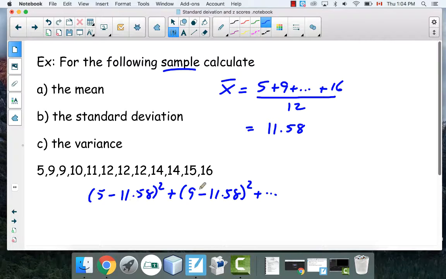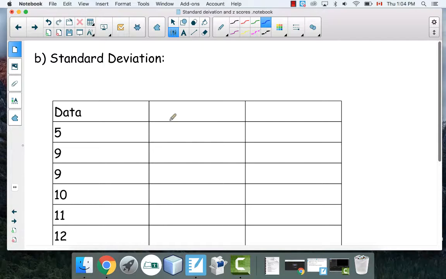Now that can get kind of long, especially with 12 numbers. If I had like 4 or 5 numbers, I probably would just do this and work out the number. But because this is longer, I'm going to show you how to do it with a table instead. So this is a table that I've designed. I've got all of my data points listed. They're the exact same numbers here. What I'm going to do is make a column beside it, and I'm going to write x minus x bar.